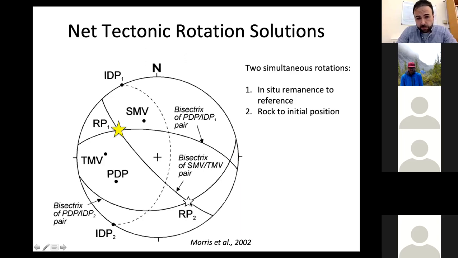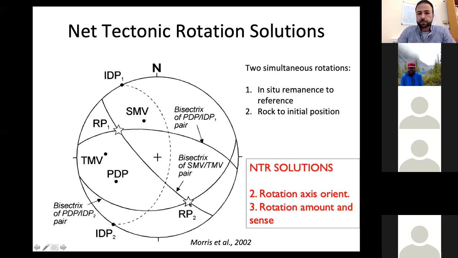You will see that you have also another solution here, and that's because we have two possible initial dike orientations. So you will have another great circle bisectric between the dike pole and the other alternative initial dike orientation. So you end up with two rotation axis orientations. And from this, you can also calculate the amount and sense of rotation that brings this vector away from the reference.